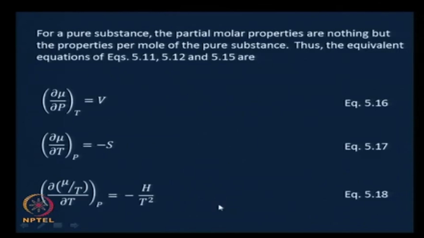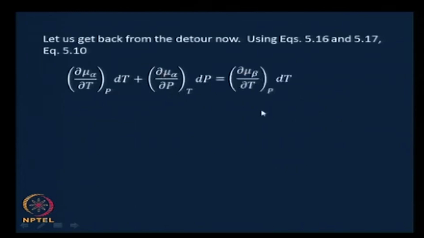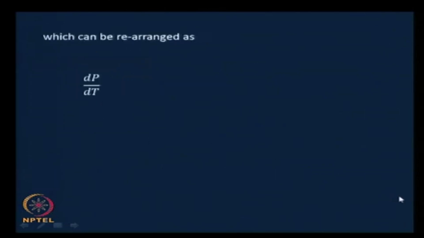And using these we substituted into the equality of the chemical potential differential expression, which is equation 10, given here: ∂μ_alpha/∂T at constant P dT plus ∂μ_alpha/∂P at constant T dP equals ∂μ_beta/∂T at constant P dT plus ∂μ_beta/∂P at constant T dP. When we substituted these, we could write this in terms of molar entropies and molar volumes, and just by rearranging we could get dP/dT is the difference in entropies divided by the difference in specific volumes.